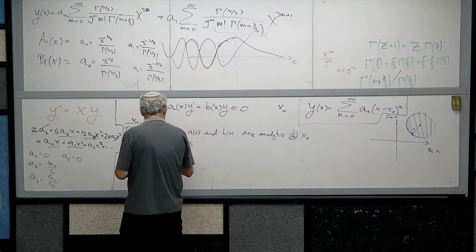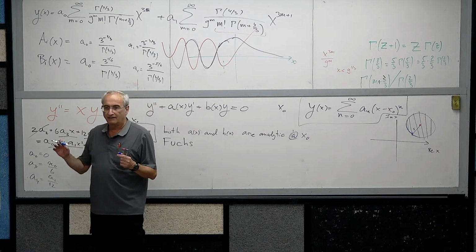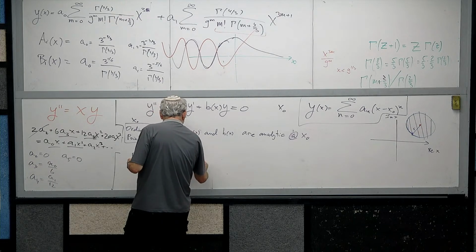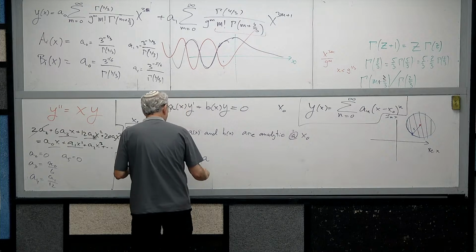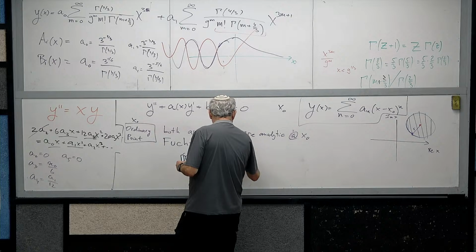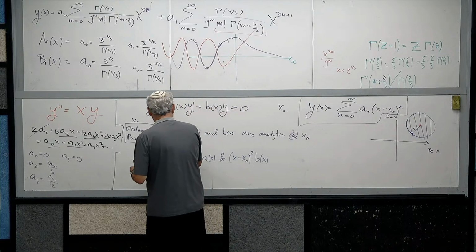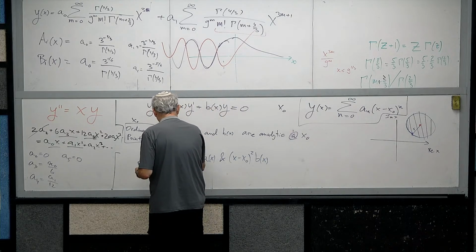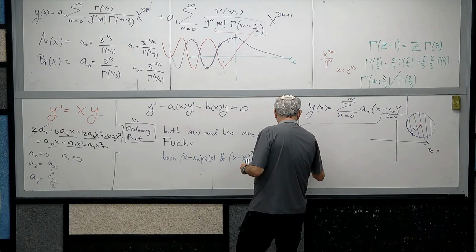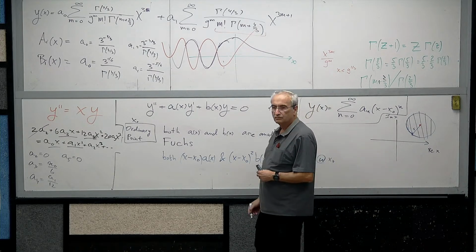The next possibility is a case where at least one of them, A or B, is not analytic, but x minus x naught times A of x and x minus x naught squared times B of x are analytic. Okay, you see?